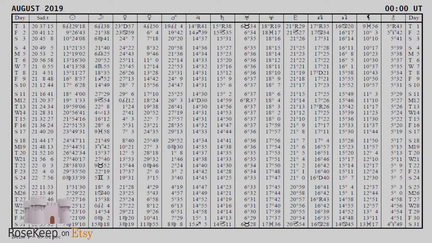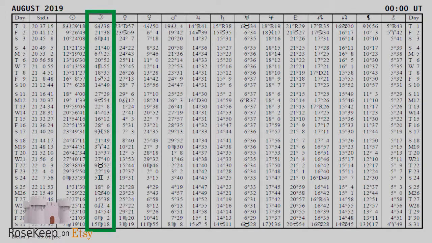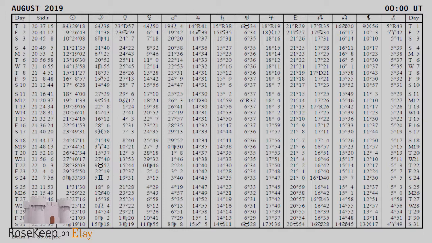I'll be using data from this site, which provides downloadable listings for a period from 5000 BC to the year 3999. This covers the dates I will need. Here is an example. This shows the positions of the planets during the month of August 2019. Here, for example, is the list of the Sun's location. Here is the Moon, Mercury, Venus, and so on.